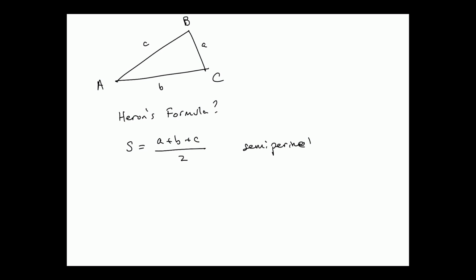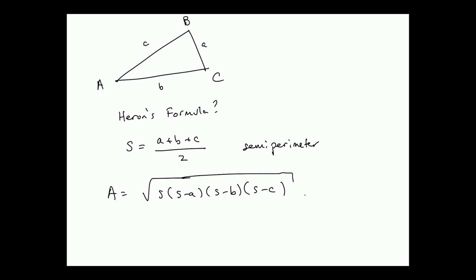That would help if I could write today. Okay, so the perimeter is A plus B plus C, right? The semi-perimeter is merely half of that, hence semi. So I'm going to define that quantity, and then the area turns out to be the square root of S times S minus A times S minus B times S minus C.